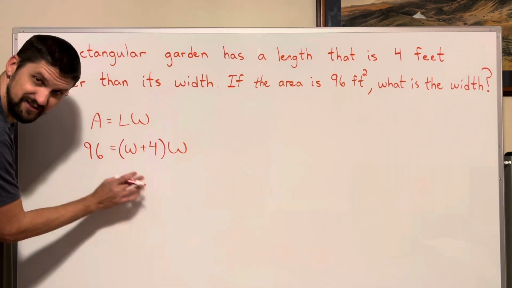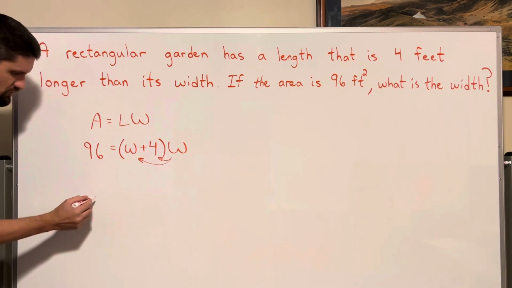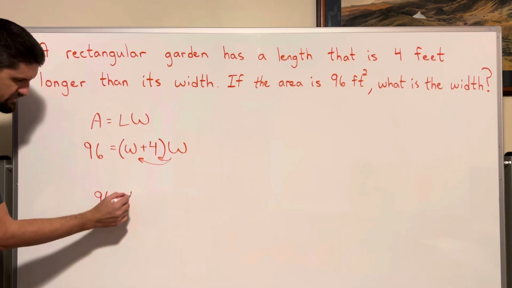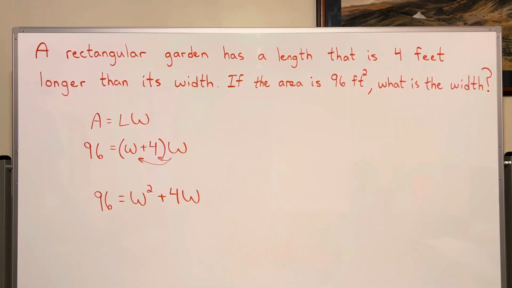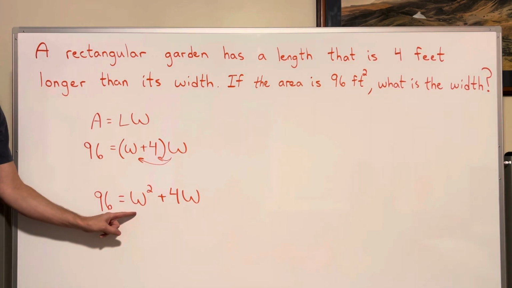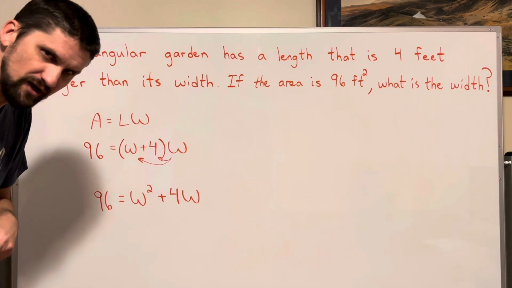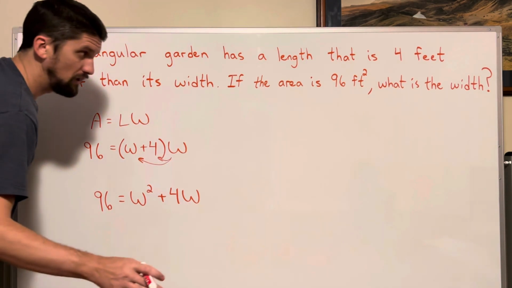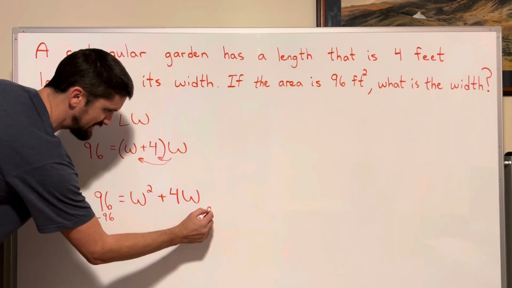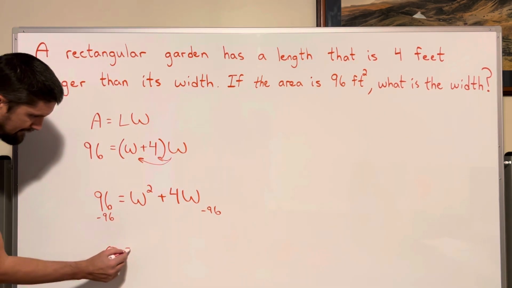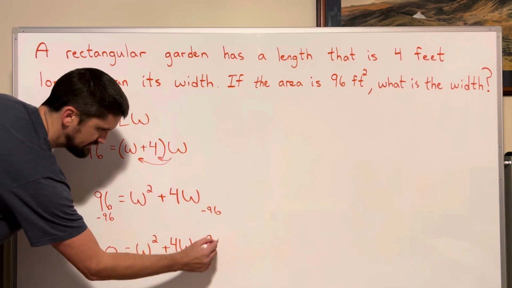Now we have parentheses. We can get rid of the parentheses by distributing the W. We get W squared plus 4W. That tells you it's quadratic. There's different ways of solving quadratic equations. I would suggest getting one side to 0 by subtracting 96 on both sides. We get W squared plus 4W minus 96.